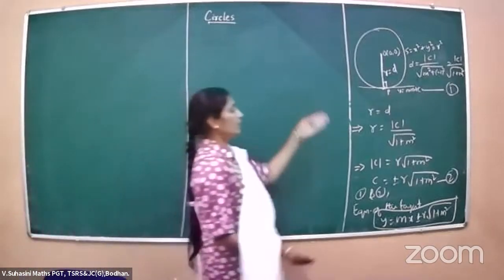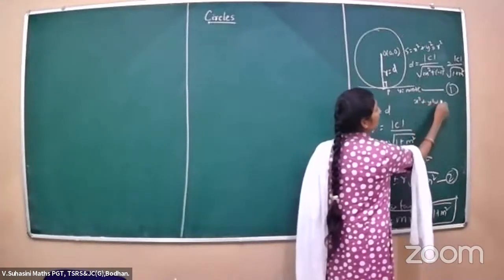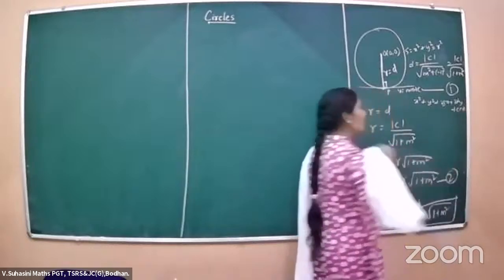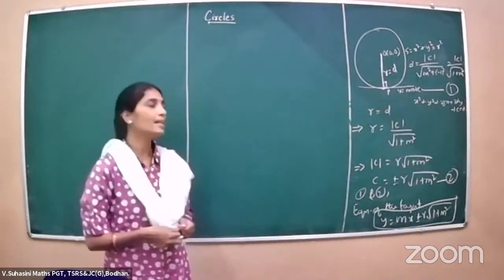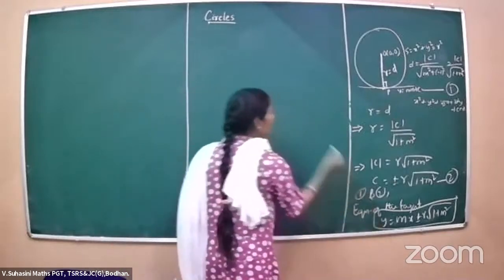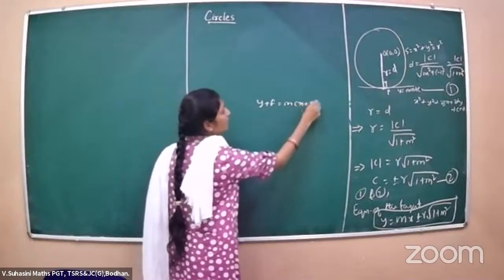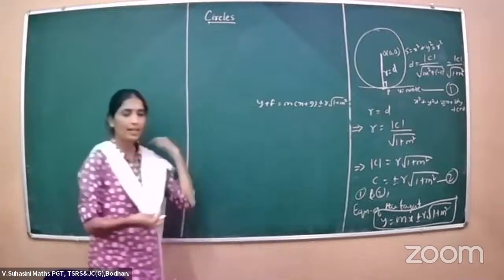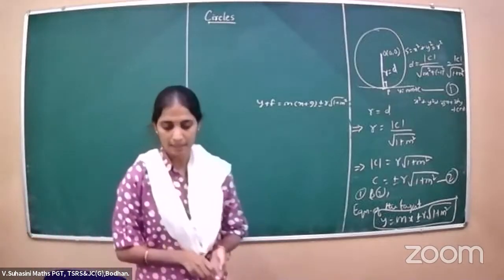The same formula for the bigger circle, x square plus y square plus 2gx plus 2fy plus c is equal to 0, that is centered at (minus g, minus f), can be written as, instead of y, we will be writing y plus f is equal to m into (x plus g) plus or minus r under root of 1 plus m square. Okay, this is the theory that we discussed in our previous class.